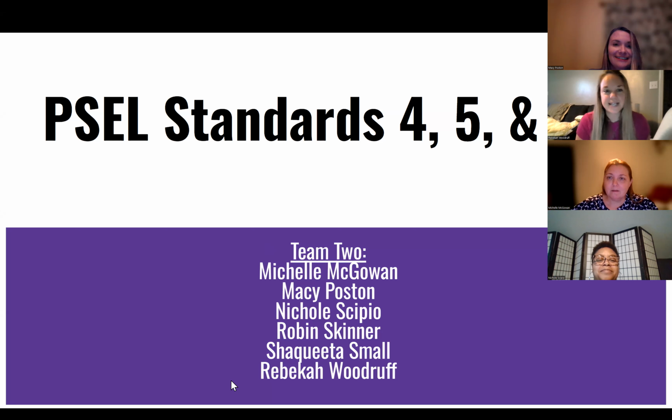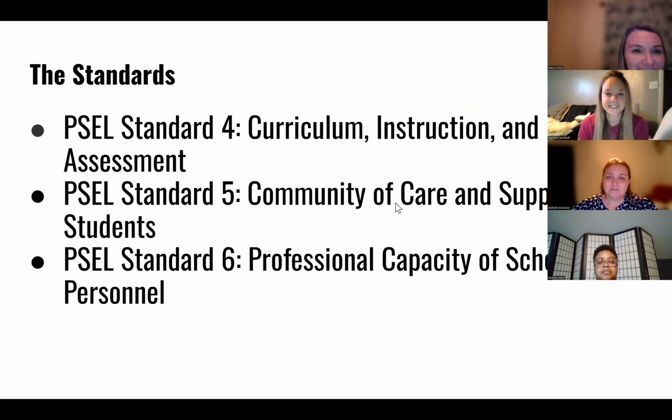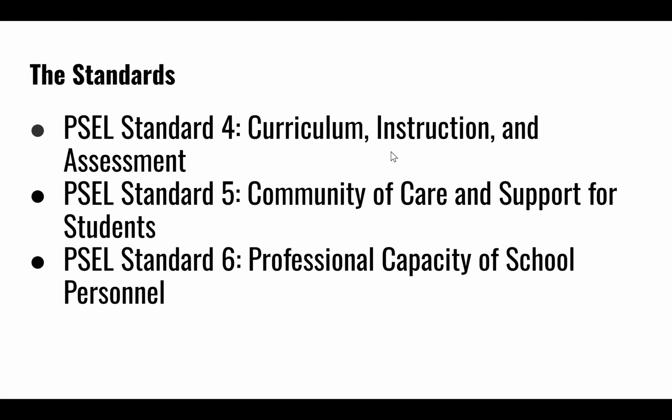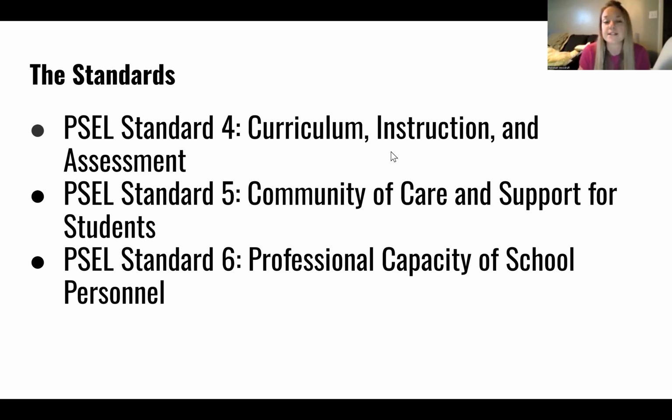All right, this is Team Two's presentation. We are the Standards 4, 5, and 6, and these are our Team Two group members. Standard 4 works with curriculum, instruction, and assessment. Standard 5 is community of care and support for students, and Standard 6 is professional capacity of the school personnel.